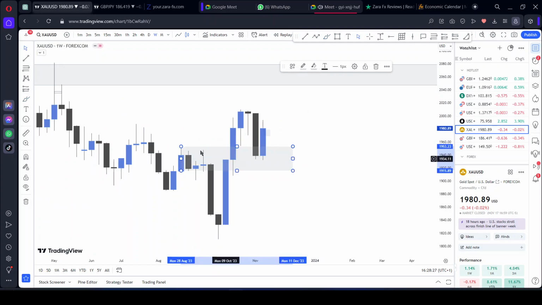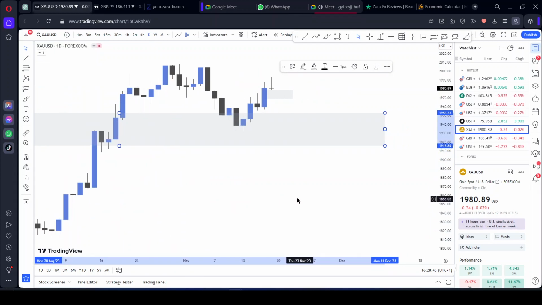In this case, I've marked up this mitigation block we have there, which is also our support turn, our resistance turn support. And I'm expecting that from this zone where price has traded back into, price should continue to buy higher. But will I take a buy because price came here on the weekly? No, I can't take a buy from here. So I'll still have to break it down to the daily time frame to see what the daily time frame is doing.